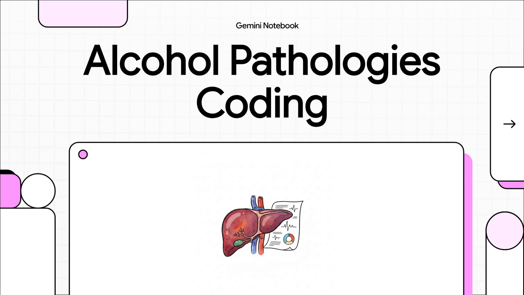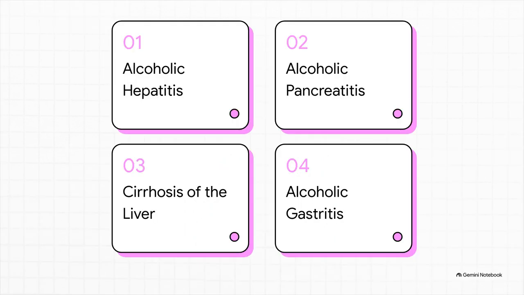All right, let's jump right in. Here is our roadmap for today. We're traveling down the GI tract and hitting the accessory organs. We'll kick things off with alcoholic hepatitis, move on over to alcoholic pancreatitis, loop back to the liver for cirrhosis, and then finish up in the stomach to decode alcoholic gastritis.